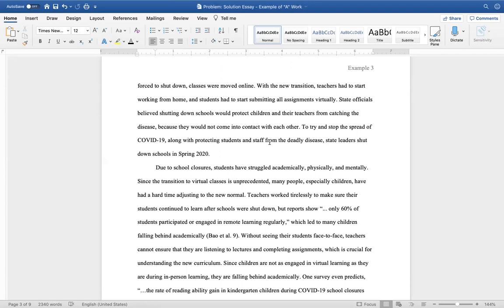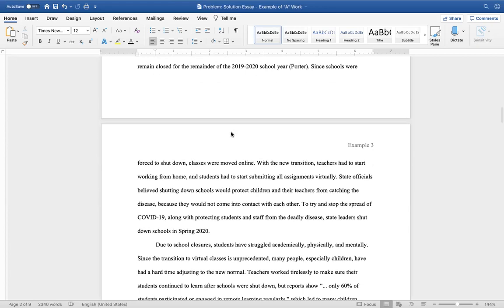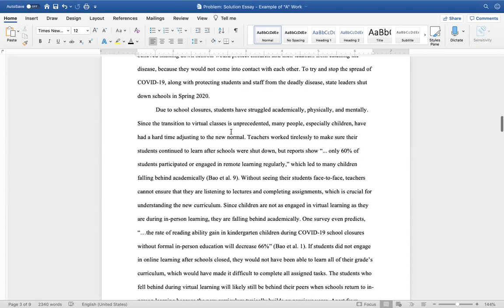Now, bear in mind, this student believes that this is the problem. So that's why, while she uses this word solution in this topic sentence, she's really discussing the problem itself, which is shutting down the school systems.